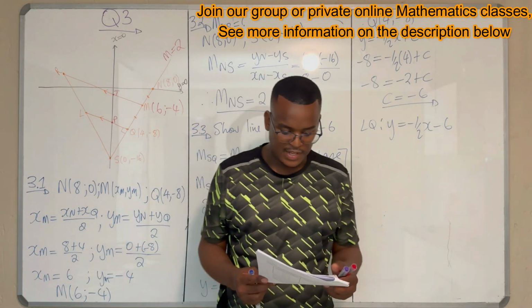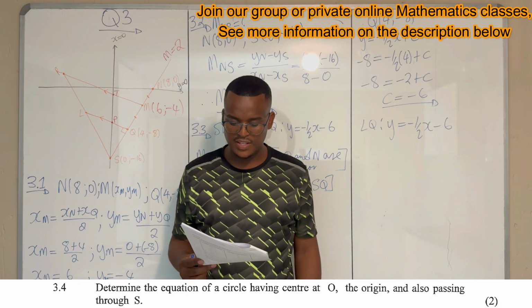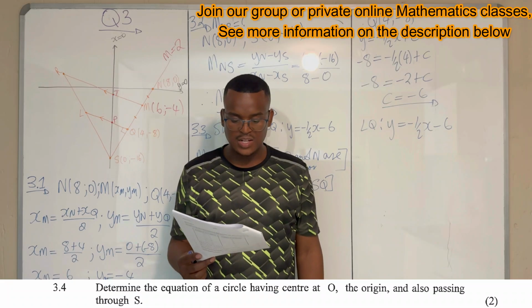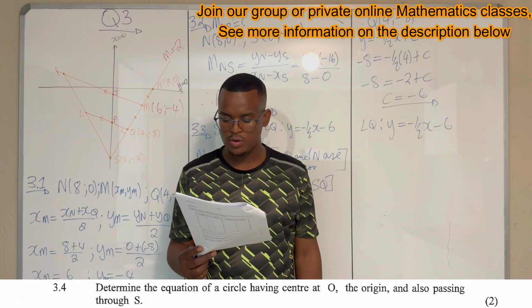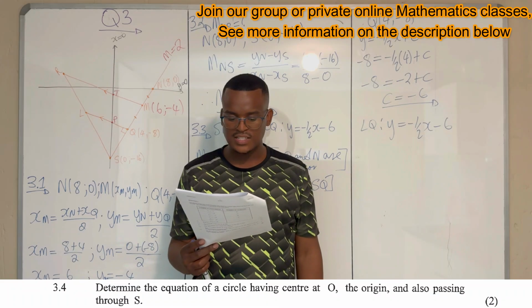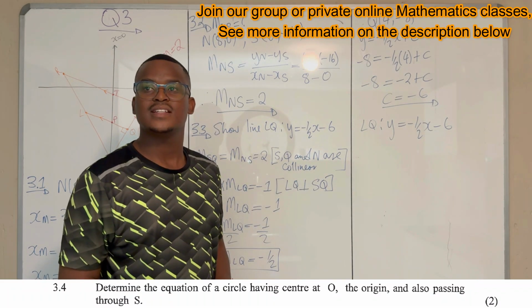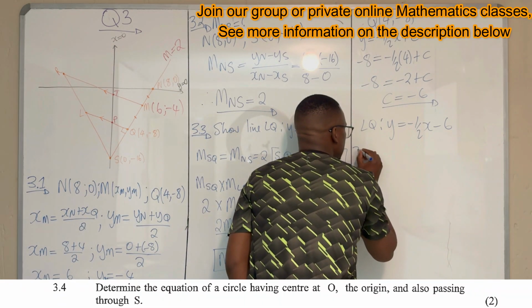So now we're going to go to 3.4. At 3.4, they're saying determine the equation of a circle having center at O, the origin, also passing through S. So they want us to find the equation of a circle that is centered at the origin, passing through point S. So this is 3.4.